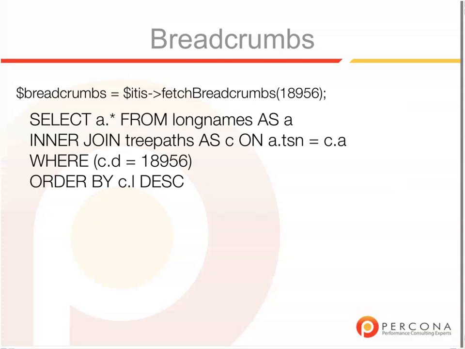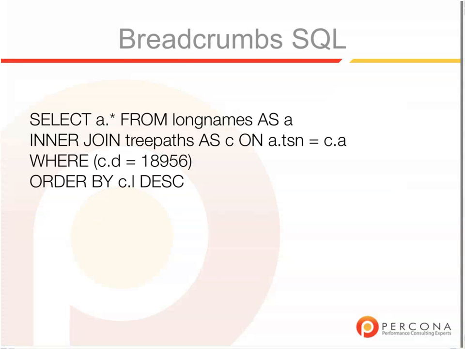Here's what the SQL would look like. We saw a similar query to this earlier. This is simply the list of ancestors of a given node. And I'm ordering by the length of the path, descending, so it gives the longest one first. So it shows me the nodes in order from the root down to the leaf.